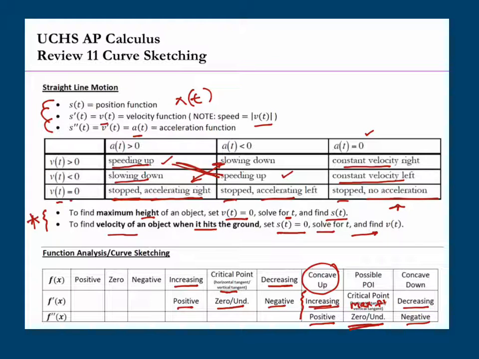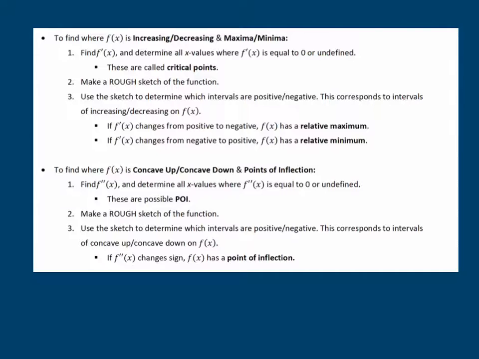Okay, so what's the next little note? Okay, these are interesting to tell you how to find the maximum and minima. So if you want to find where f of x is increasing and decreasing and the maximum and minima, you find the first derivative, find all points where it's 0 or undefined. Those are called critical points. Make a rough sketch of the function and use the sketch to determine which intervals are negative and positive. And that's like your end behavior sign chart.